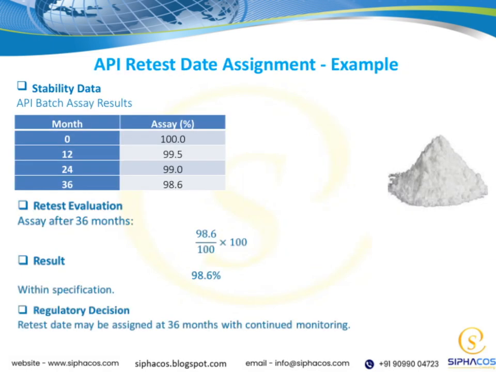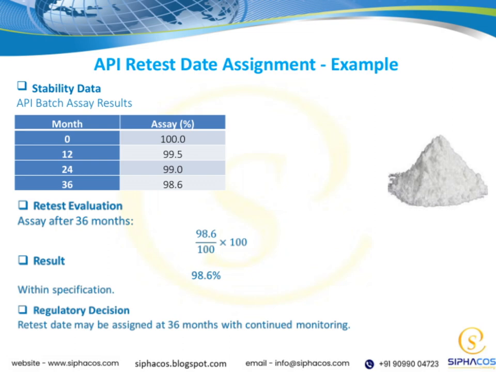Here, we see an example of stability data for an active pharmaceutical ingredient, or API. The table tracks the assay percentage over a period of 36 months. Starting at 100%, the assay gradually decreases, down to 98.6% at month 36. This slow decline is expected and helps us determine the product's shelf life.